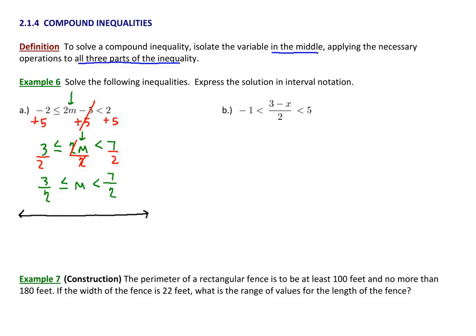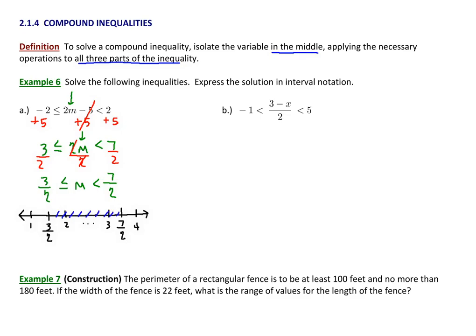Before I get to interval notation, I'm going to envision it on the graph. So 3/2, which is about 1.5, is on this side. So maybe 1 is here, 2 is here. Down the number line, we encounter 7 over 2. That's about 3.5. So between 3 and 4, we would have 7 over 2. So we want to shade all of the numbers between 3/2 and 7 over 2.